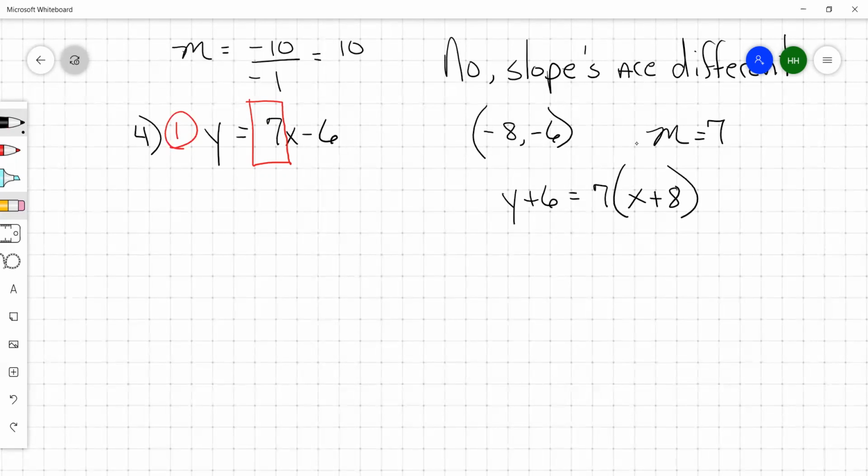And then number 5 is the same type of question. You're given an equation of y equals 4x minus 2. You're asked to write an equation of a line that's perpendicular to it. So it goes through -9, 7. So again, here's the slope of the first line. It's 4. Well, if we're going to write an equation of a line that's perpendicular to it.